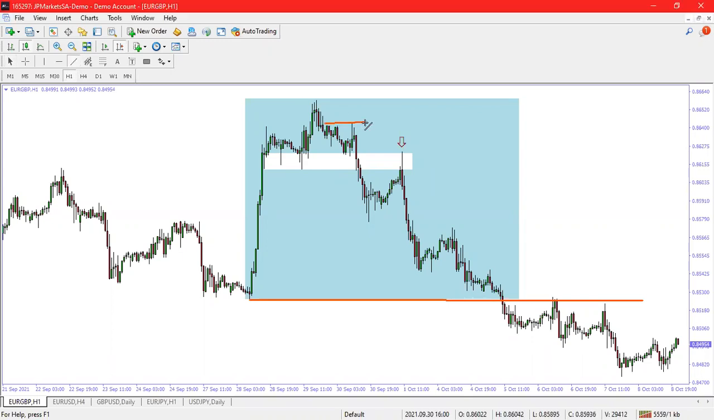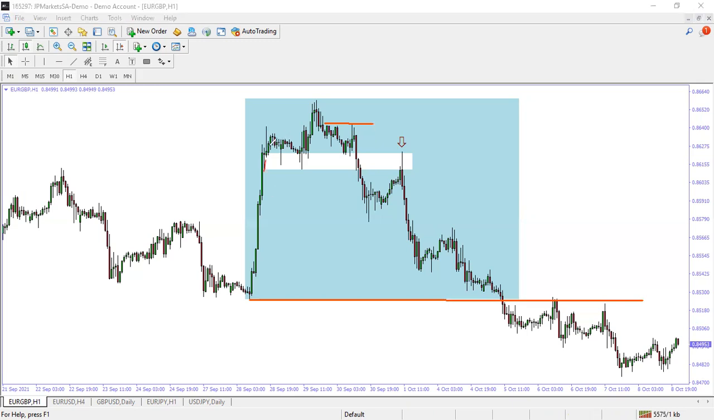I don't know if you can see here. This was a nice clear breakout of structure, because the market, if it was really serious about going up, it should come and do this.